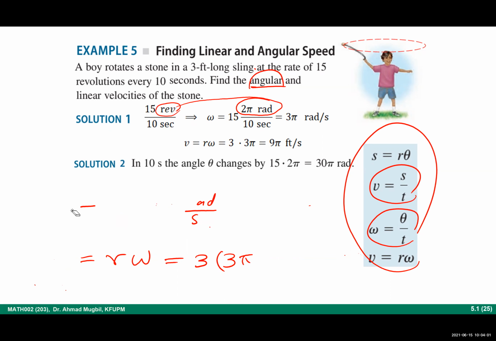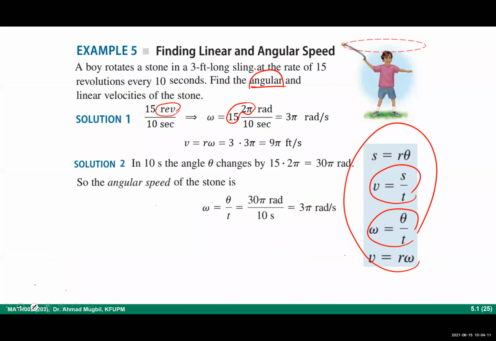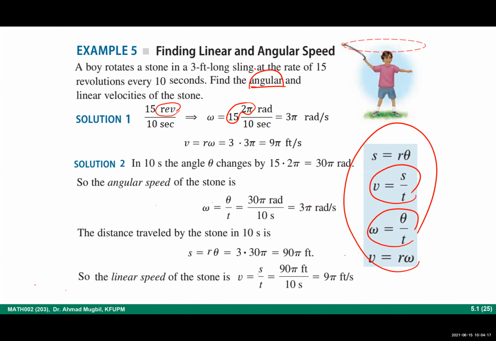So you need to find theta at the beginning, and theta we obtain by multiplying 2π by 15. This is the theta that he is talking about. Then he used theta over t. Then he finds s, which is r theta. Then he divides s by t to find v. But again, this was easier, the solution number 1.